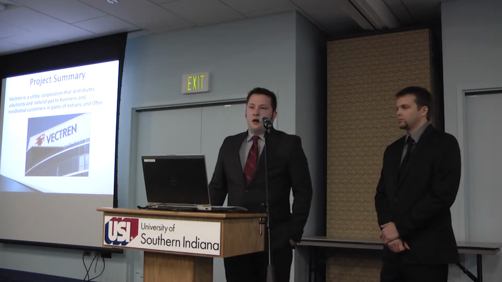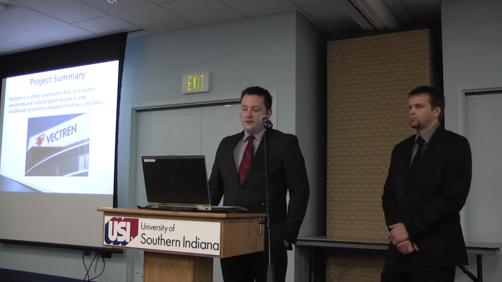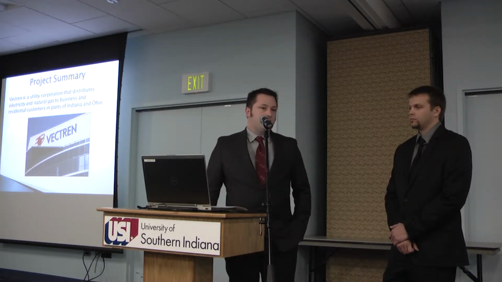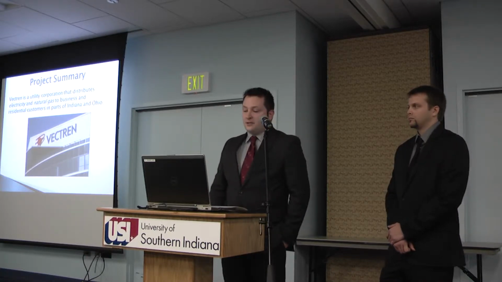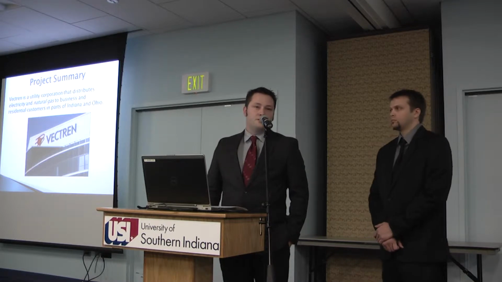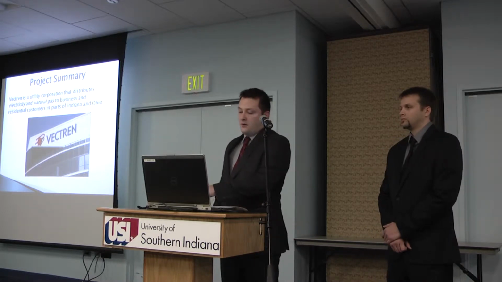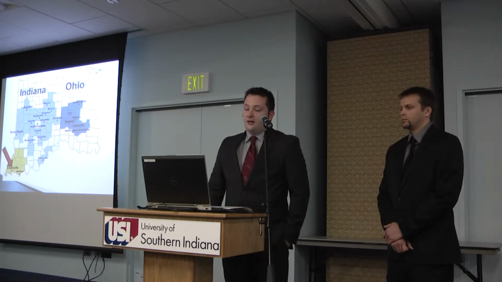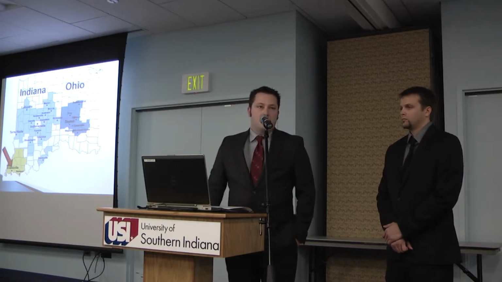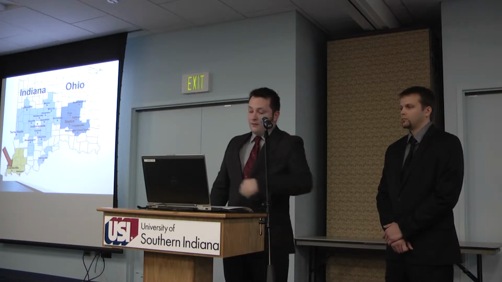Project summary. Vectren is a utility corporation that distributes electricity and natural gas to business and residential customers in two thirds of the state of Indiana and Ohio. This is a map. The headquarters currently is in Evansville, Indiana. As you can see, they cover all parts of Ohio and Indiana.